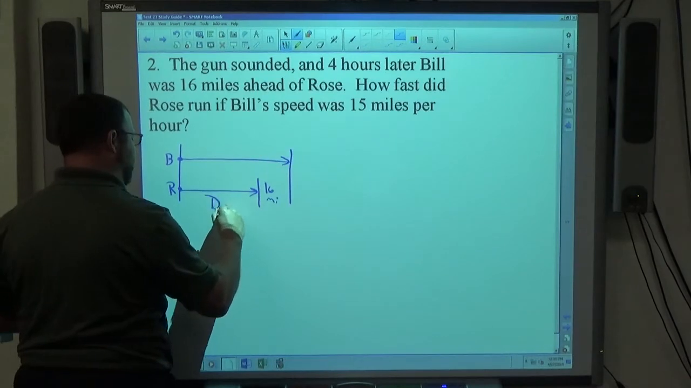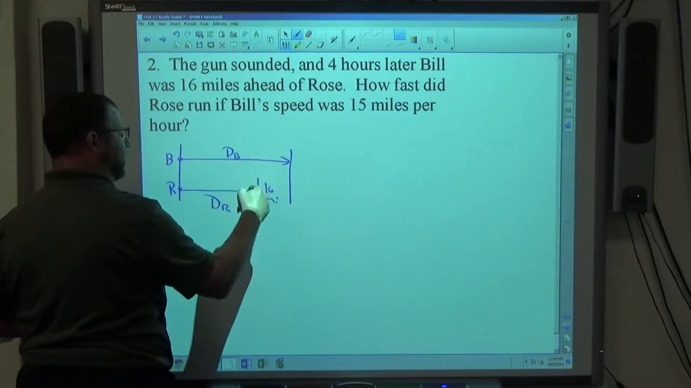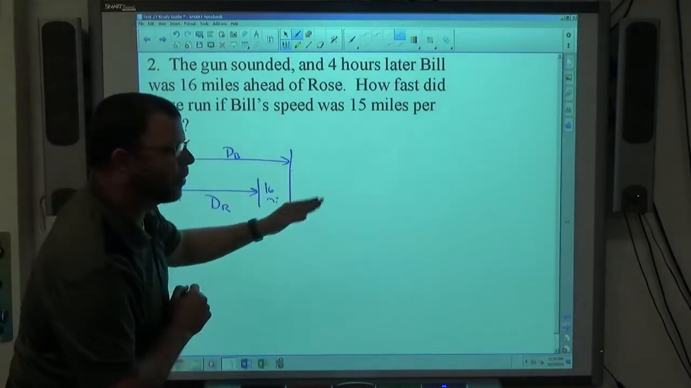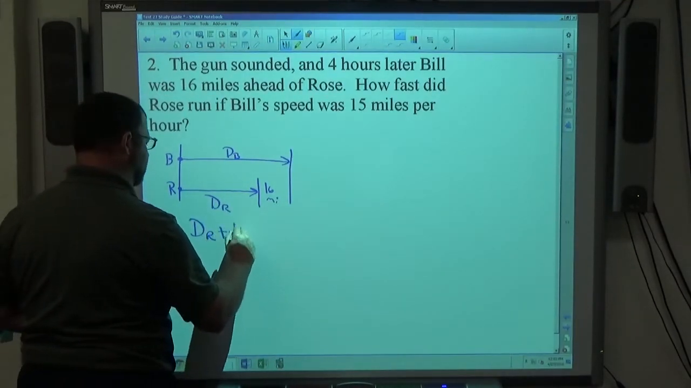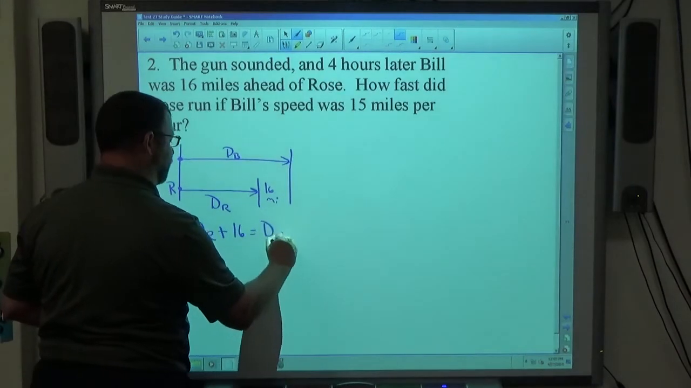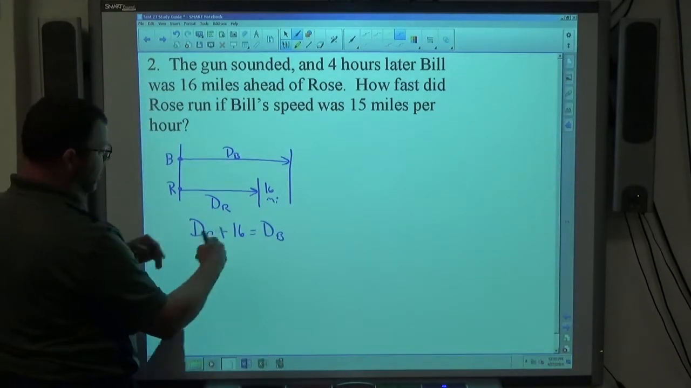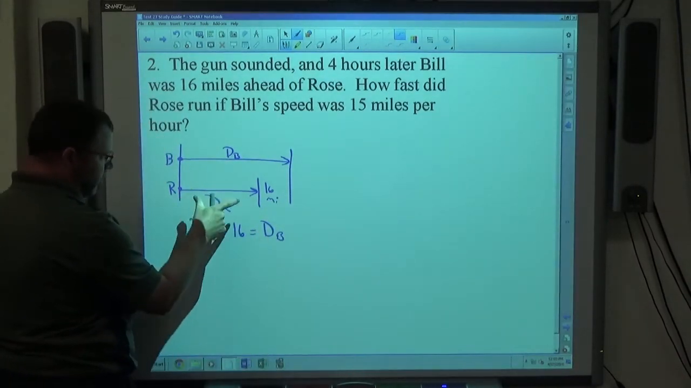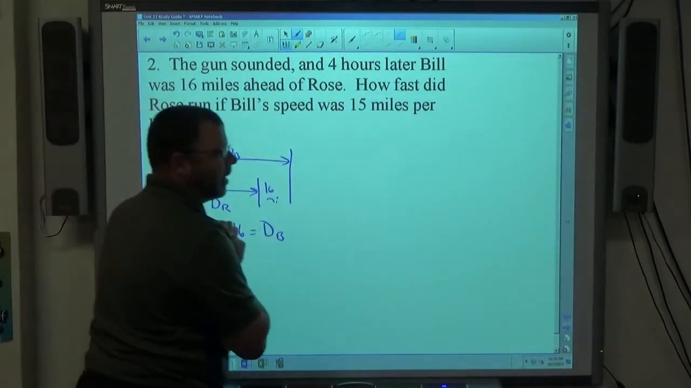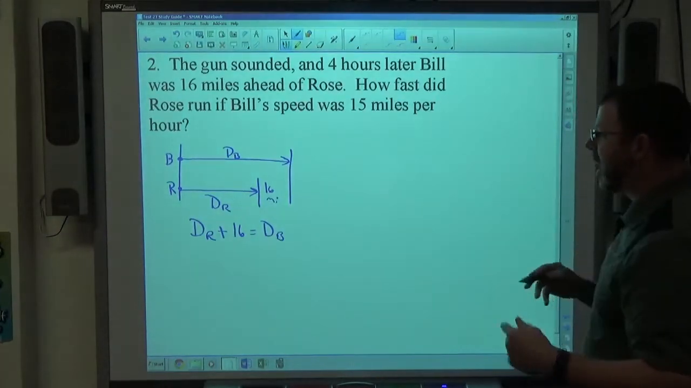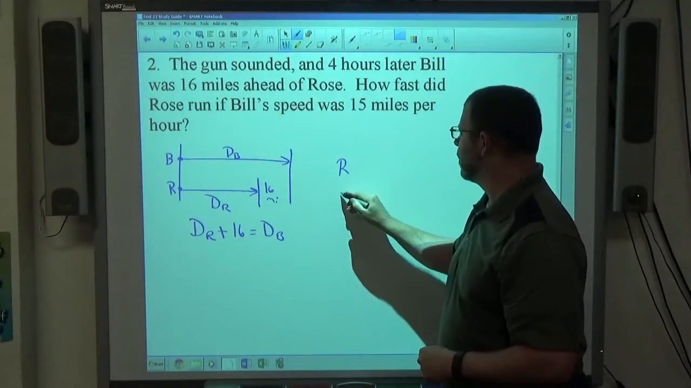So Rose went an unknown distance, Bill went an unknown distance. 16 miles is how much further Bill ran. So based on this picture, Rose's distance plus 16 miles should equal Bill's distance. Again, I don't know either of these values, but that's the relationship between them. So her distance, we don't know, plus the 16-mile gap is equal to his distance. Once we've established that, we have Rose and Bill as our categories.